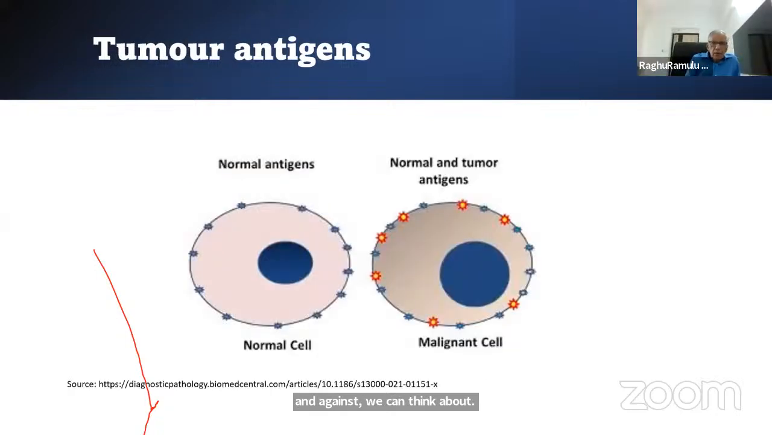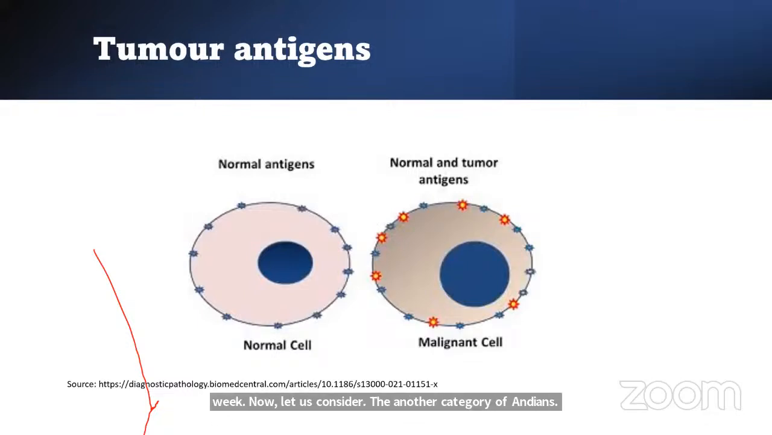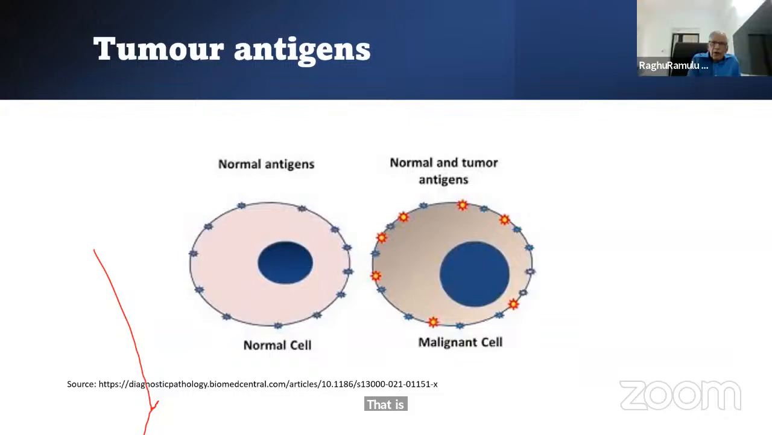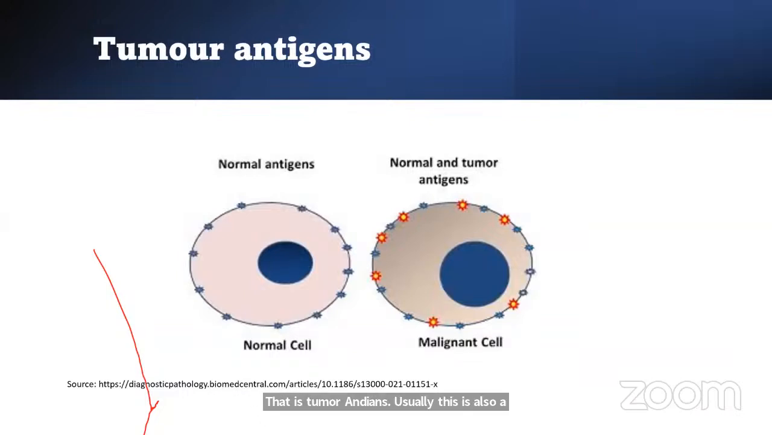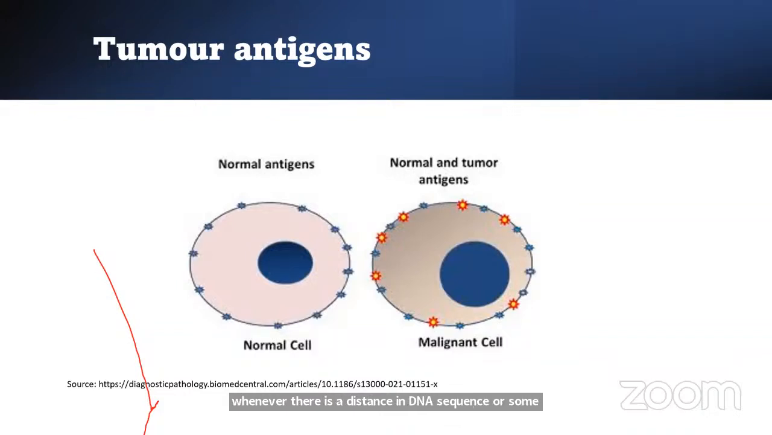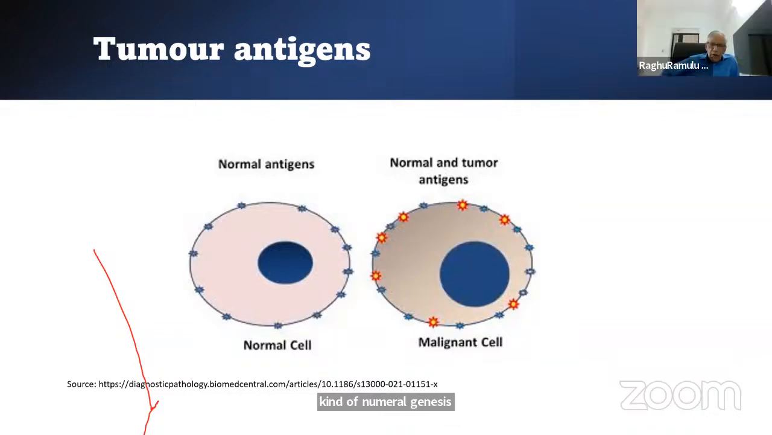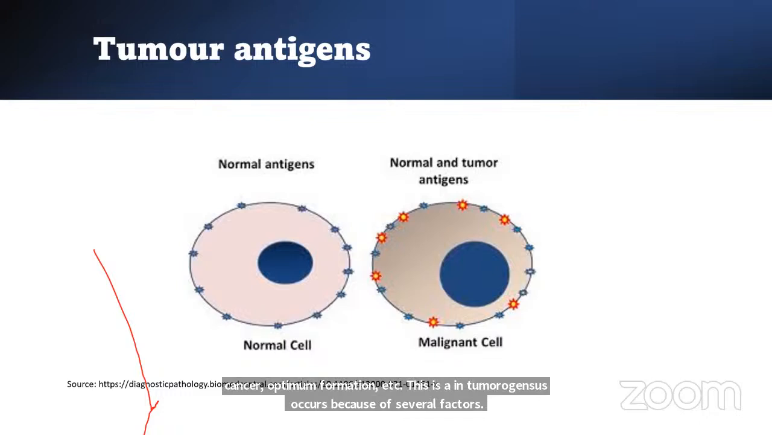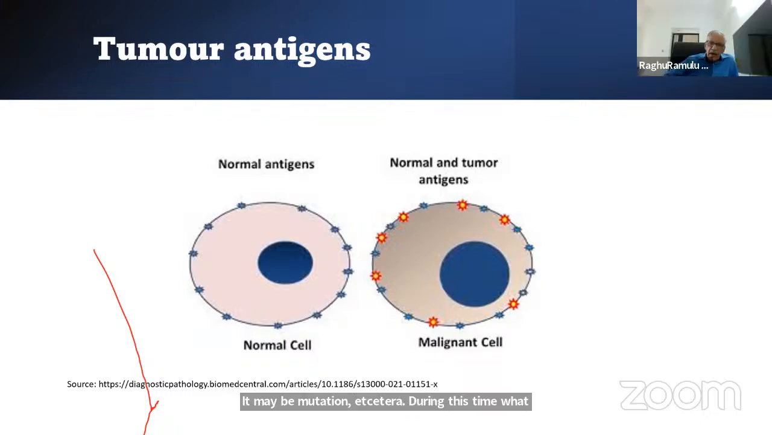Now let us consider another category of antigens, that is tumor antigens. Usually, this is also a manifestation of endogenous antigens only. Whenever there is a disturbance in the DNA sequence or some kind of tumorigenesis, it may be a malignant tumor, because malignancy is the most common phenomenon for the formation of cancer or tumors. This tumorigenesis occurs because of several factors. It may be mutation, etc. During this time, what happens? These antigens are sequestered around the cell membrane, which is called tumor formation.